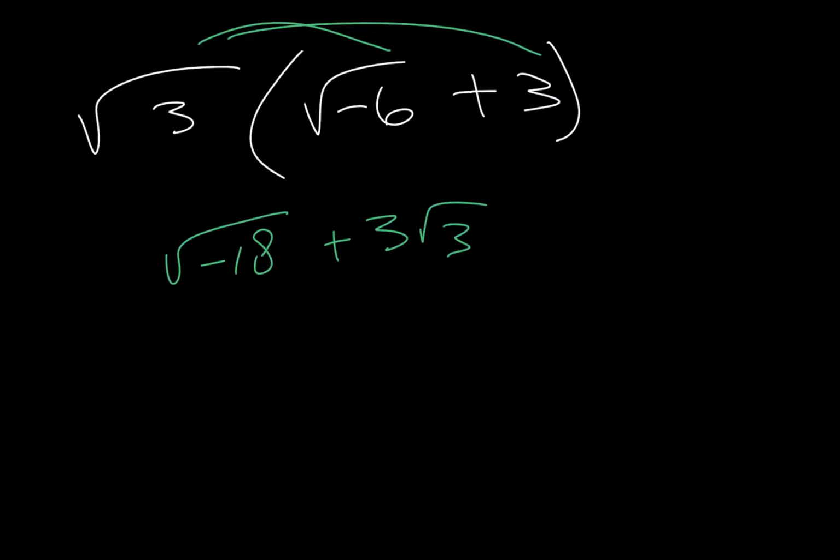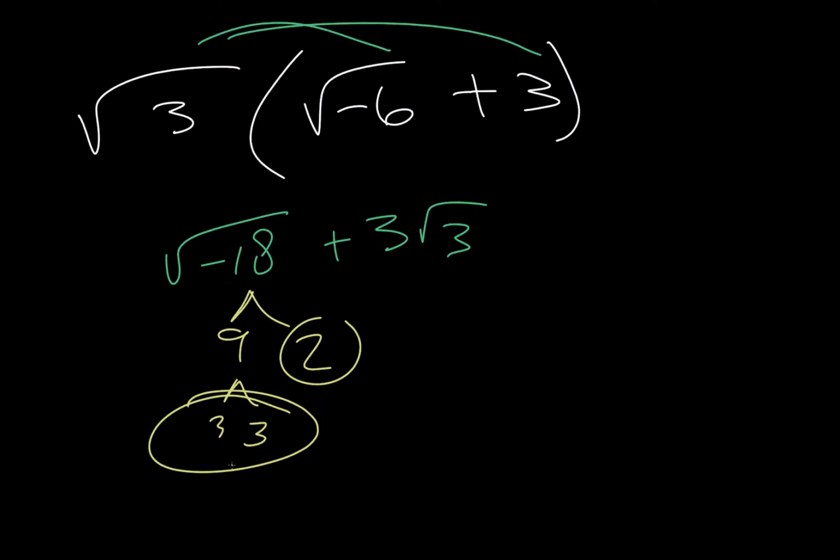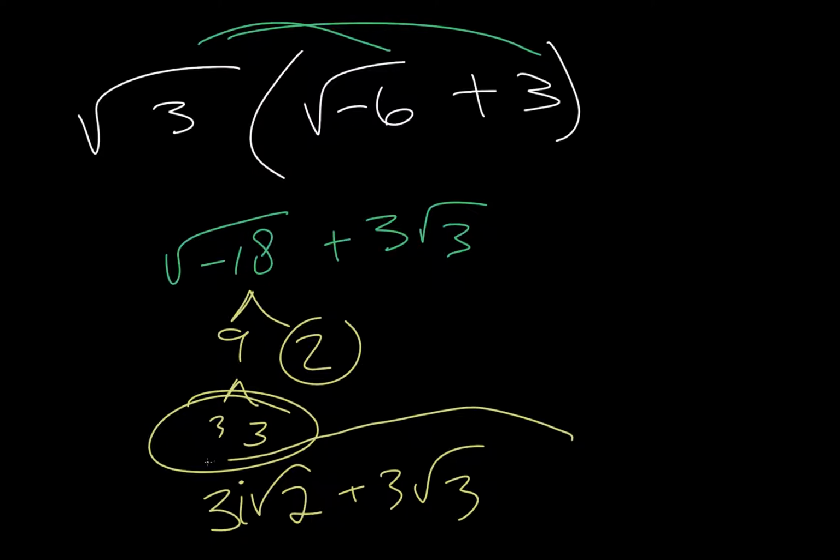Now we can break up the -18 in a couple ways. So 18 is going to be 9 and 2, 3 and 3. If we have a pair of 3's, a single 2. So the 3 can come out as a single 3. We leave the 2, but it was negative, so we think of it as a 3i on the outside. And then we still have the 3 square root of 3. And that would be our answer on that one.